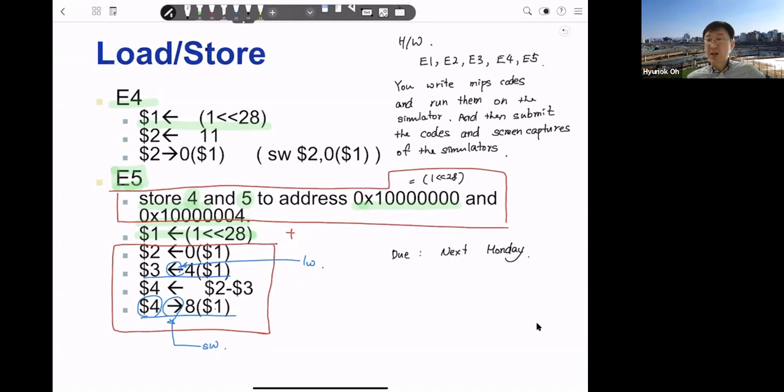Okay, so I will post this homework on the portal site. If you cannot follow this, then maybe the class will get more and more difficult. So you have to follow all the instructions. That's the reason why I am giving the homework to you. So any question?